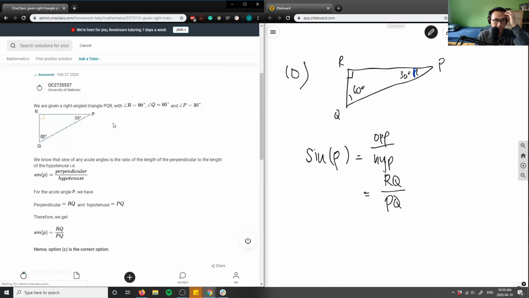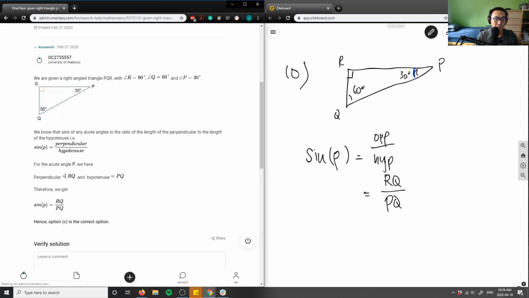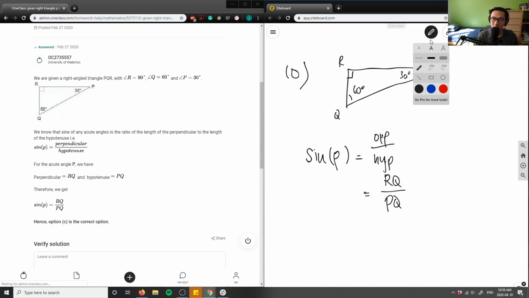So they redrew the triangle. We knew that sine equals perpendicular over hypotenuse. I said opposite over hypotenuse, the exact same thing. Perpendicular is RQ, which is good, and hypotenuse is PQ. So that's correct. And then they did sine is RQ over PQ, which is the correct answer in this solution. So this is sine P.